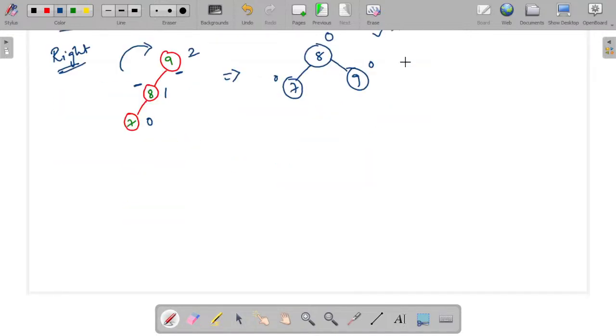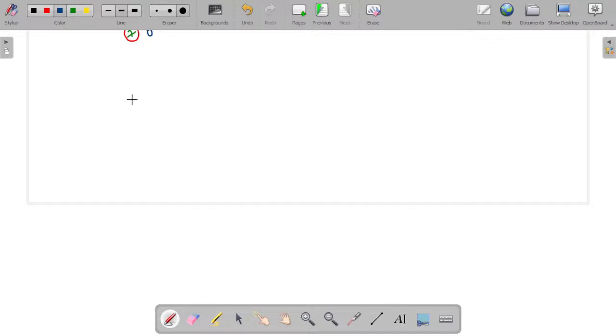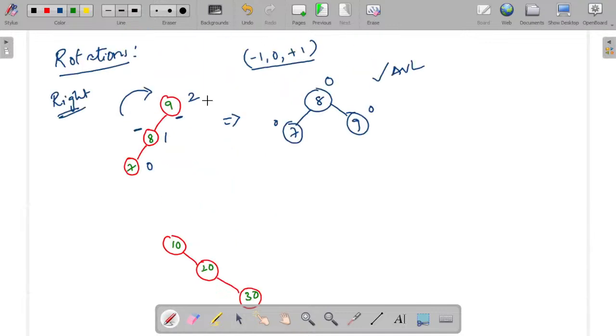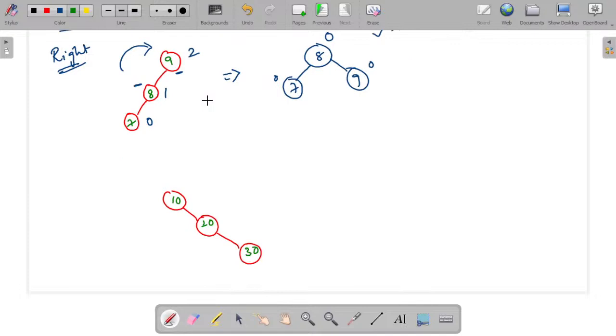Now let me give one exercise for you. Tell me what should we do in this case. Can anyone tell me what operation we should perform? You can try and relate this to this particular rotation, and tell me what rotation we should perform here.